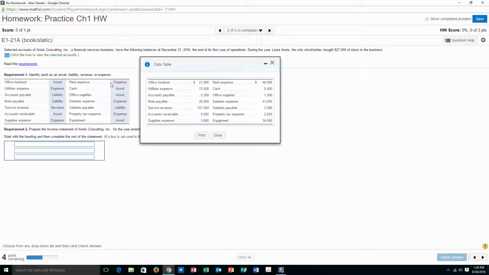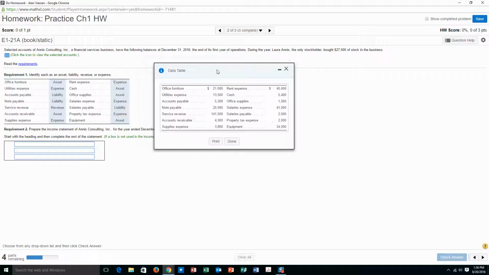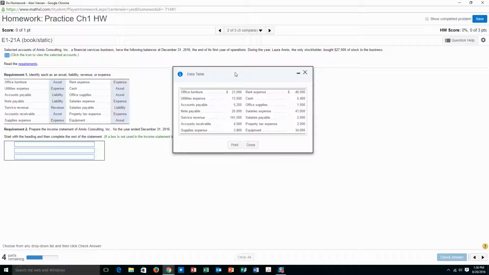So the only ones you have to look a little bit closer at is maybe the assets right now. Office supplies, asset, salaries payable. So just kind of go through and see that there's a pattern, and it's easy to classify accounts. Later on, when we get into chapter 2, I'll show you a couple exceptions, but other than what you see right here, this is the norm.